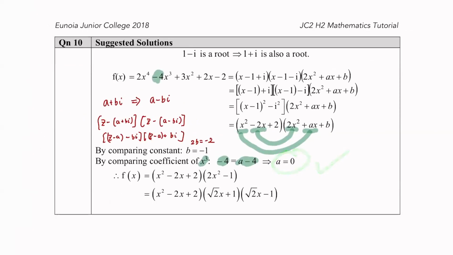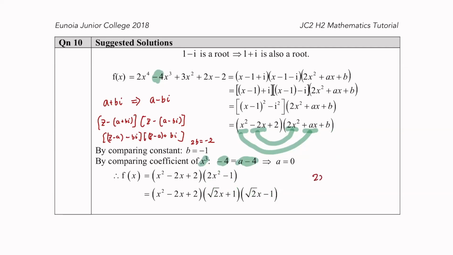A equals 0. So if a is equal to 0 here, this will just disappear. Then you're left with 2x squared plus ab, which is plus a minus 1. So 2x squared minus 1. Okay? Then after that, you can rewrite it as square root 2 times x, plus 1, and square root 2 times x, minus 1.